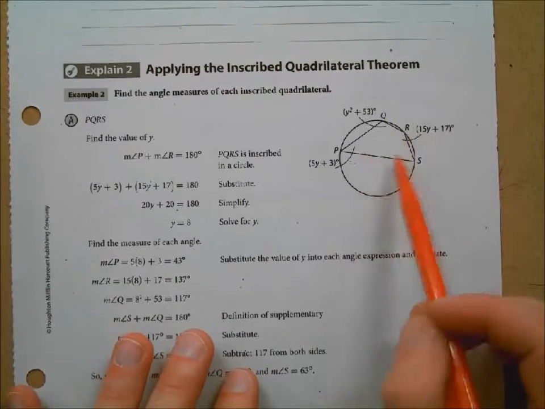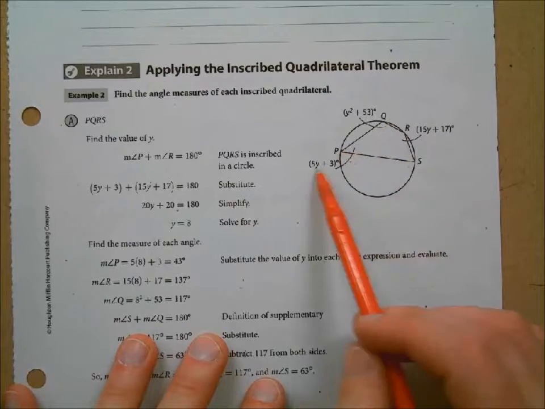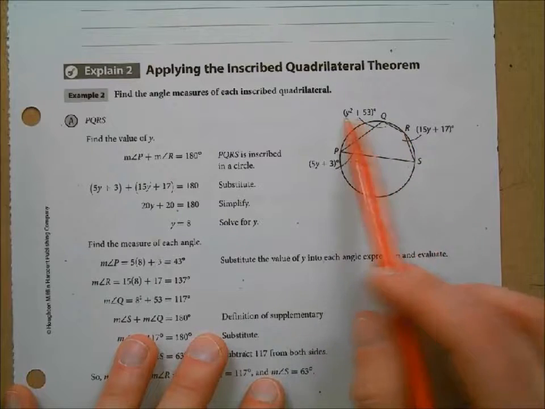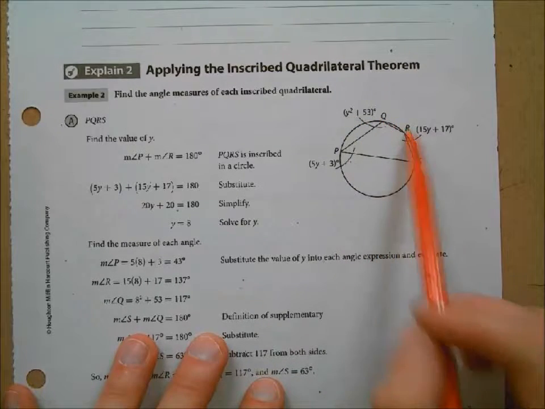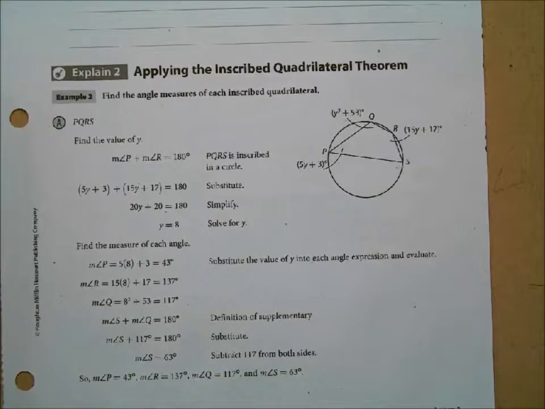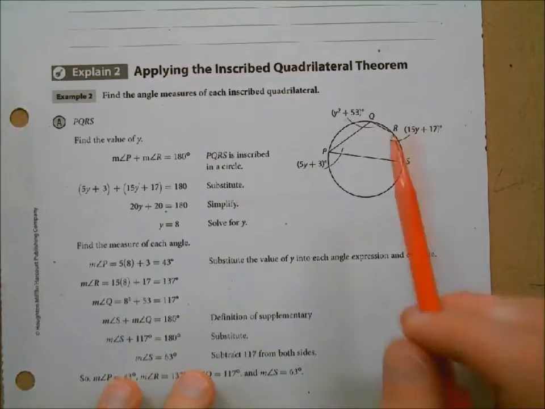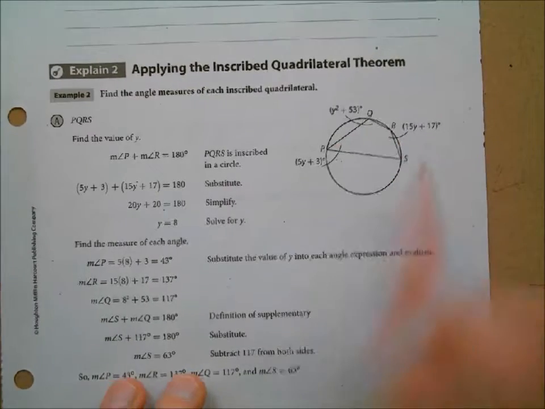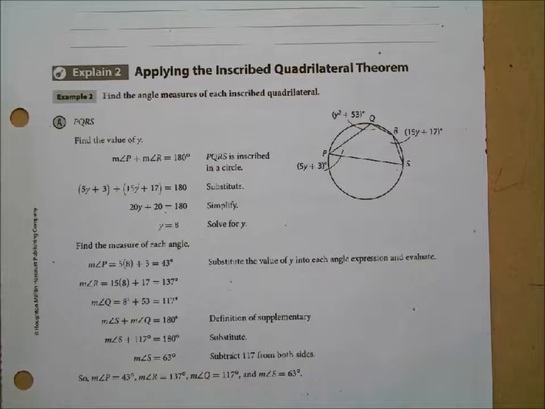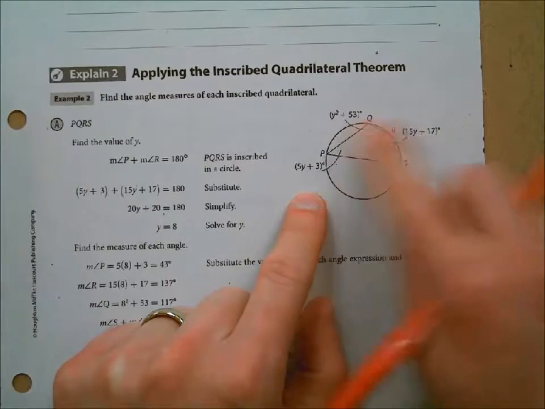Now if you look here, angle QPS is a measure of 5y plus 3. Angle PQR is a measure of y squared plus 53. And angle QRS is a measure of 5y plus 17. Okay? So, how should we go about relating these things? What's an equation we can set up here? Jenny? Yeah, QPS and QRS have to add up to 180, so you can write that out.